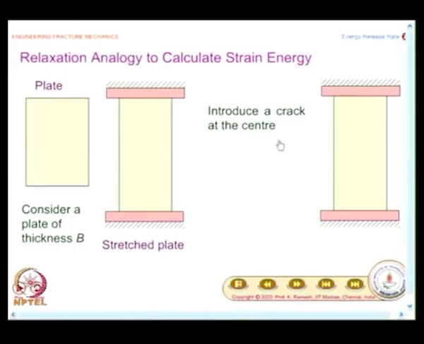Then I introduce a crack at the center. Mind you, whatever we discuss is meant for a brittle material, but for visualization purposes it is convenient to take a rubber sheet and look at what will happen. Suppose I introduce a crack, what do you anticipate? Up to some extent the crack will remain stable, beyond a length the crack will propagate and the strip will separate itself. This you can visualize physically.